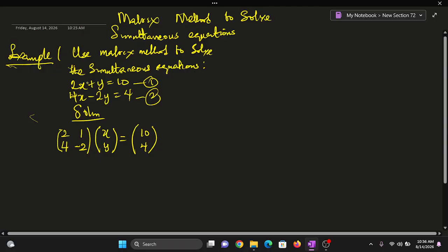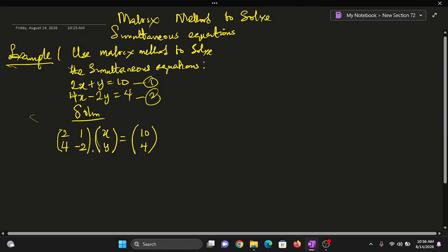This is your matrix equation 1, equation 2. Now this coefficient of x is what we have 2 and 4, so that's what you have 2 and 4 here. For the coefficient of y, you have 1 and minus 2, that's what you have 1 and minus 2, and you write you have x and y, which is the two unknown variable we are looking for.